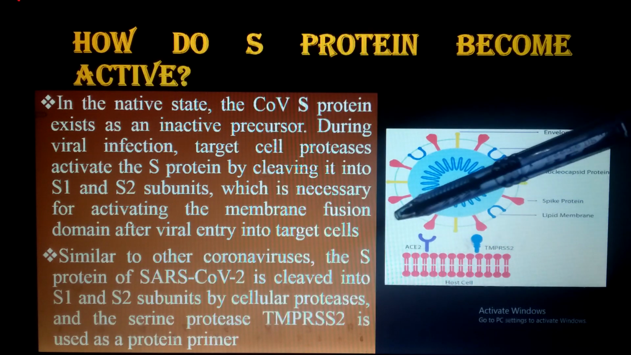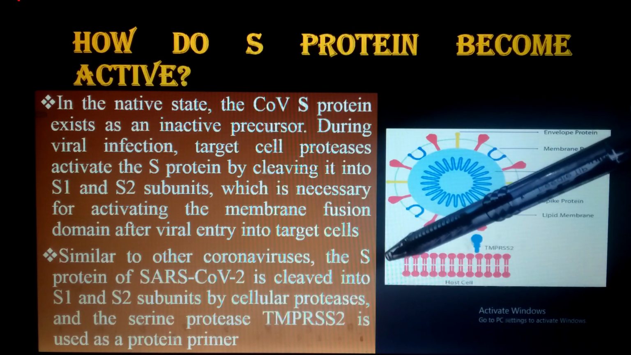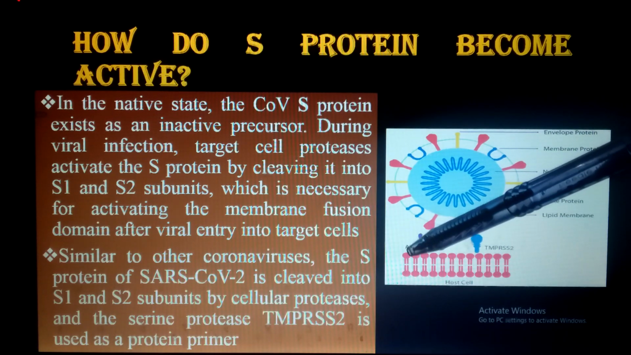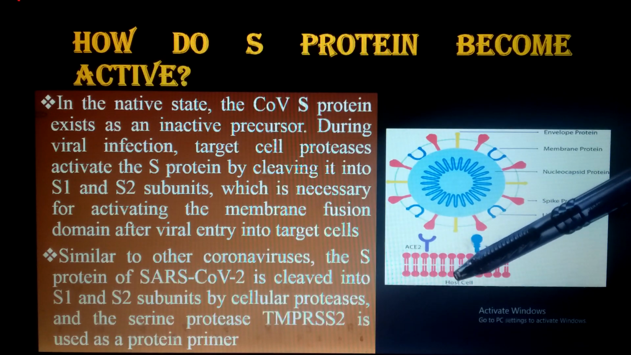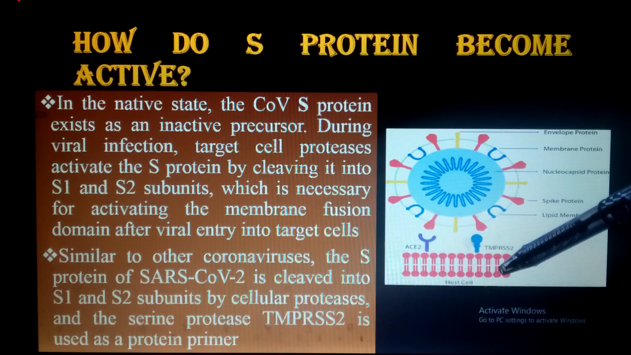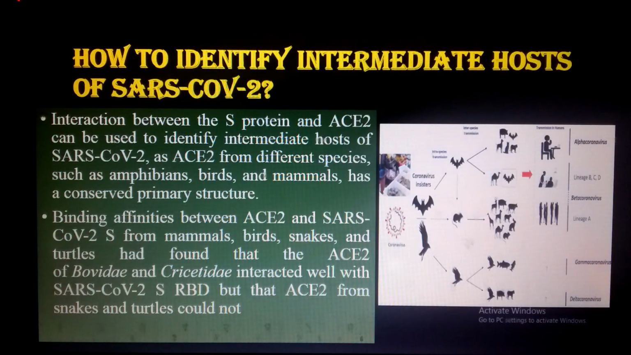Is it clear? And you can read here that SARS coronavirus is cleaved into S1 and S2 subunits by the cellular proteases and the serine proteases. That's what TMPRSS is. They are used as protein primers for the activation of the coronavirus and for attachment, fusion and entry of the coronavirus, or you can say the infection is possible because of that mechanism. Is it clear now? Now I'm moving towards how to identify the intermediate host.